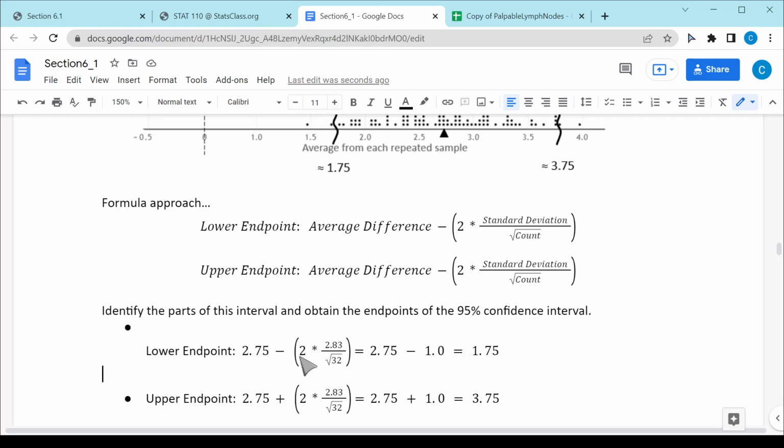Now I'm using 2 here because if we go back to the outlier rule, at the very end of section 5, I believe it was in section 5.3, in order to determine whether or not I had an outlier, I needed to go out 2 standard deviations. And that's exactly what we're doing here.